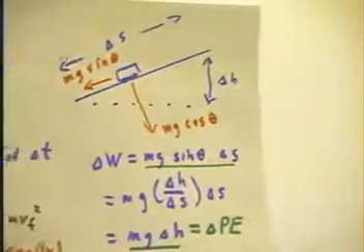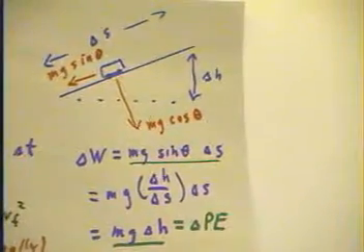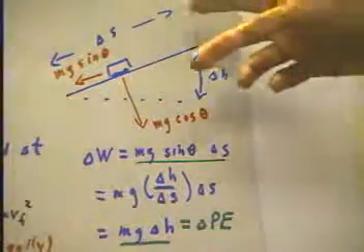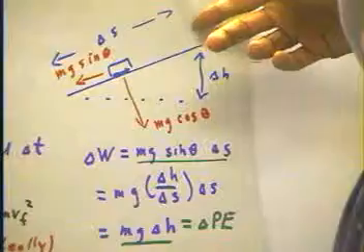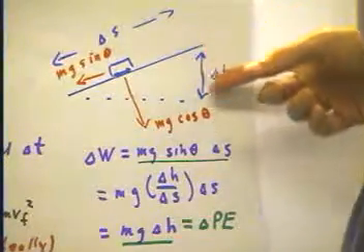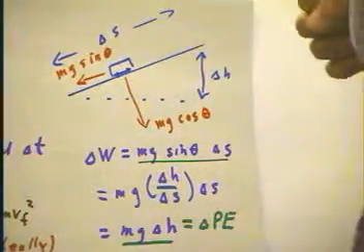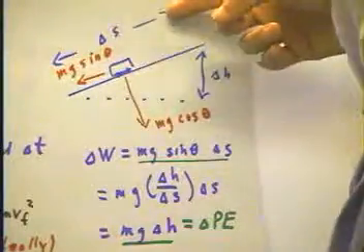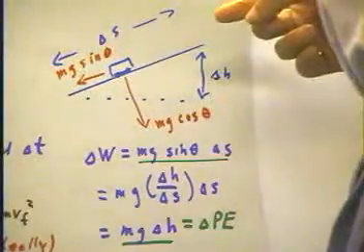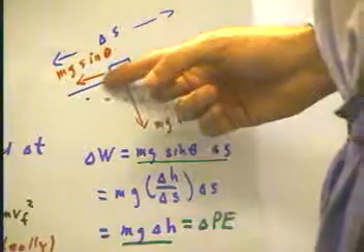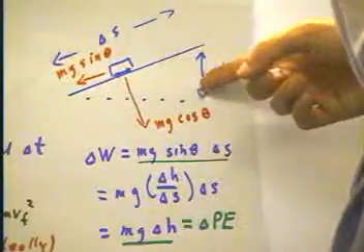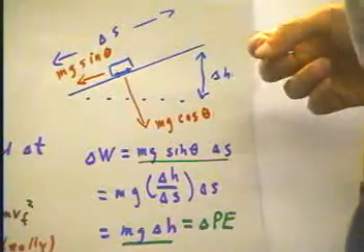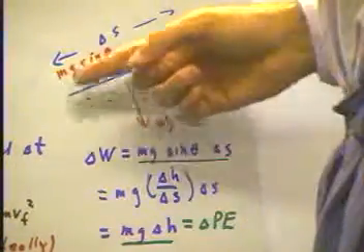Now the question was raised, how do we show that the work done in pushing the object up here is equal to the change in potential energy mg delta h? Well, if we push the object a distance delta s up the incline, and the incline has angle theta, then our delta h is going to be delta s times the sine of theta. That's just by simple trigonometry.